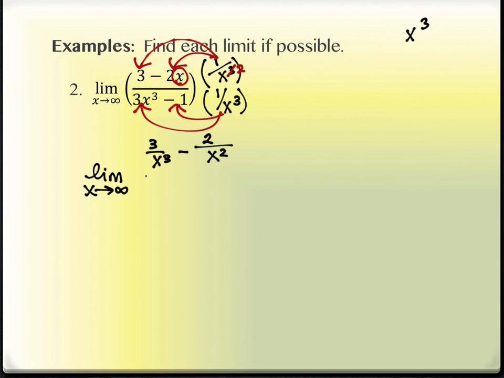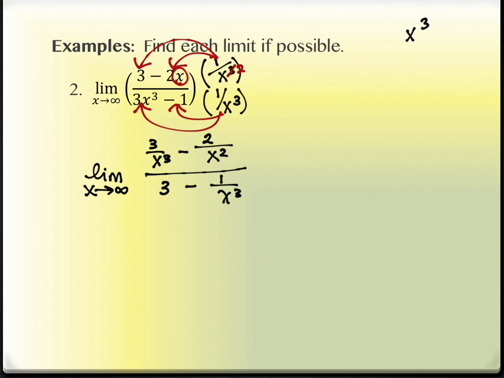The next piece in the denominator now is to distribute the 1 over x cubed to the 3x cubed. And when we do that, the x cubes cancel, leaving me with 3. 3x cubed times 1 over x cubed cancels my x cubes, leaving me with 3. And the last piece is just multiplying by 1, so that's just 1 over x cubed.